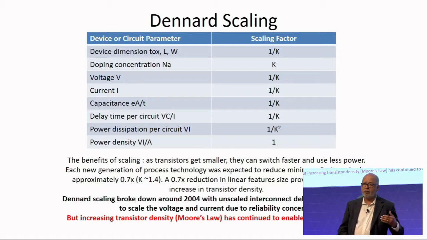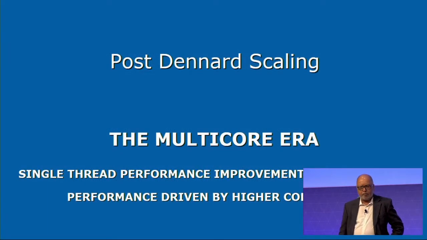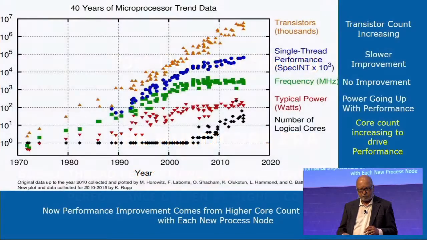Instead of pushing single-thread performance, because we had density but the transistors weren't getting as fast, we had to move to multi-core designs. So the post-Dennard scaling era is about multi-core. Single-threaded performance, and I've got some data to show you, has started to slow down, and performance was driven mostly by higher core count.